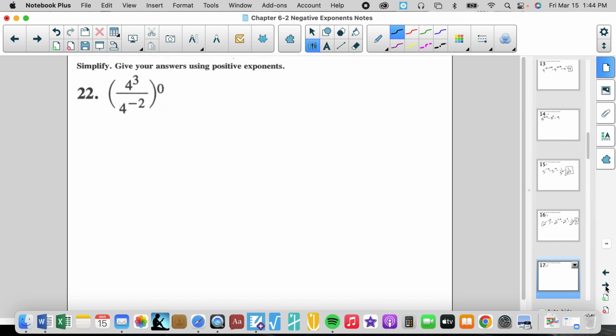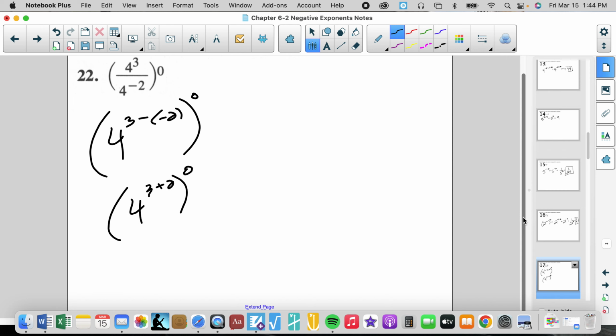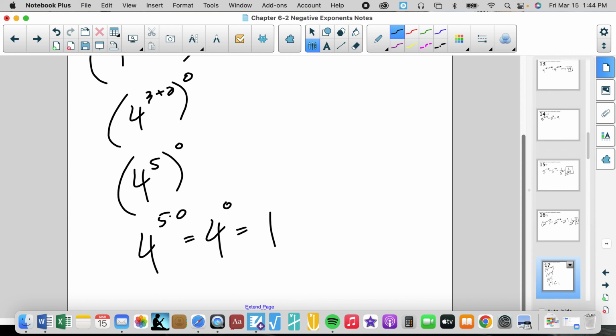Let's simplify inside. So 4 to the third minus negative 2 to the 0. And that's 4 to the 3 plus 2 to the 0. And that's 4 to the 5th to the 0. We have a power of a power, so we have 5 times 0, which is 4 to the 0, which equals 1.